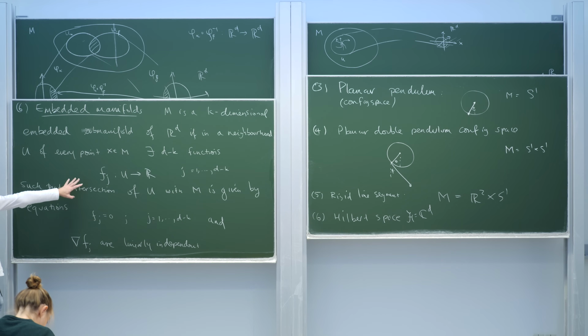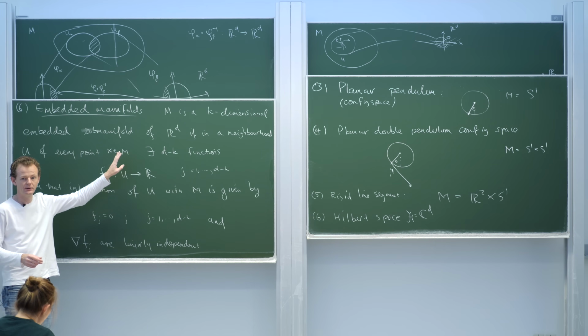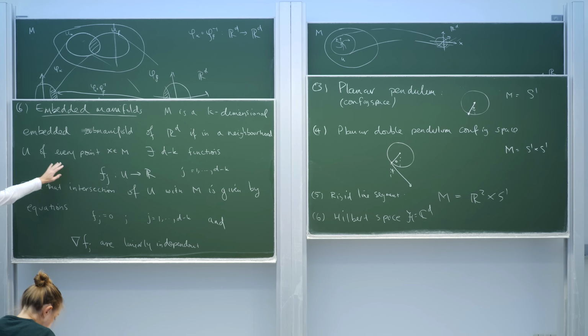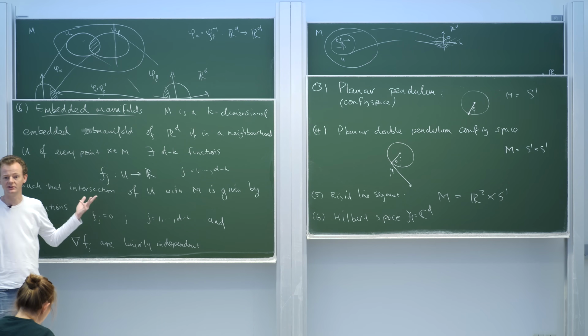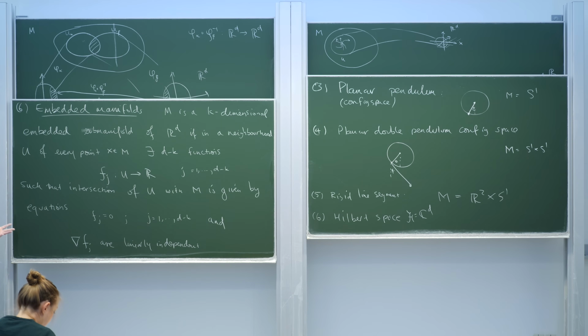And what's a perfect example of an embedded manifold? Well, a circle, right? A circle is an embedded manifold in R2. There's one equation which is 0, namely x squared plus y squared minus 1. It's 0 on the manifold. The sphere is an embedded manifold. It's what you get when you restrict in R3 to points which obey the constraint that x squared plus y squared plus z squared minus 1 is 0.